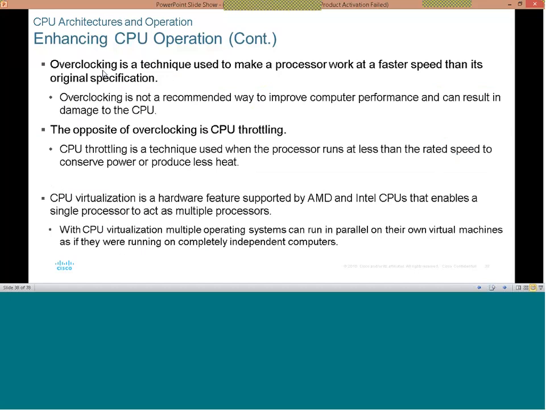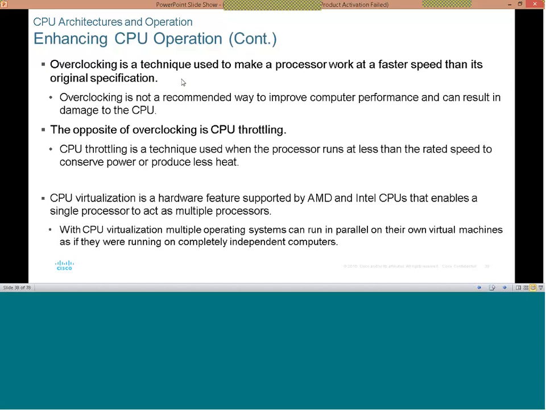Okay. So overclocking. Here we're looking at how to enhance CPU operation. Overclocking is a technique used to make a processor work at a faster speed than its original specification. Overclocking is not a recommended way to improve computer performance and can result in damage to the CPU, of course. The CPU already has its own clocking rate. So if you overclock it, and care is not taken, you could actually lose the system.